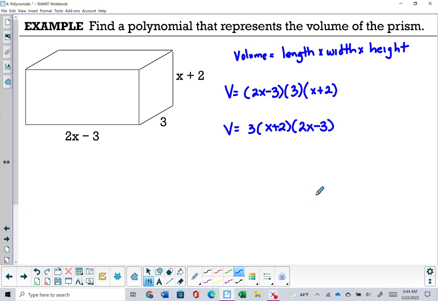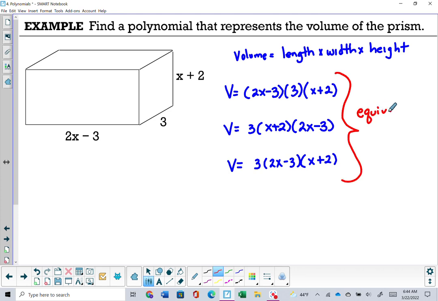Okay, let's try one more. I could also put the 3 out front, and instead of the x plus 2 first, I can put the 2x minus 3 and then the x plus 2. So if you wrote the multiplication of these factors in a different order, remember everything I have written here is equivalent. Now in general, we like to put the constant out front. So that's how I'll multiply these out on the next page.